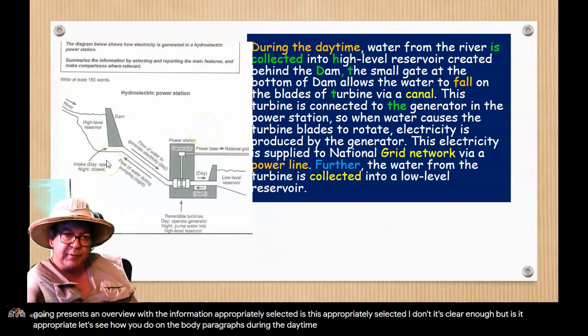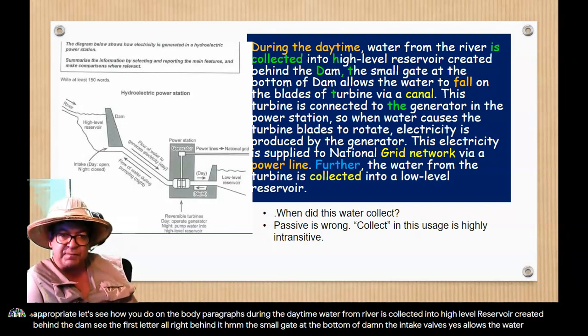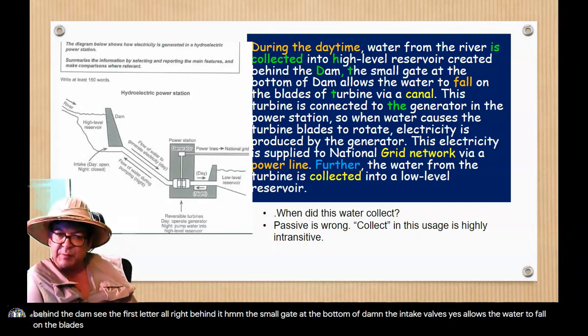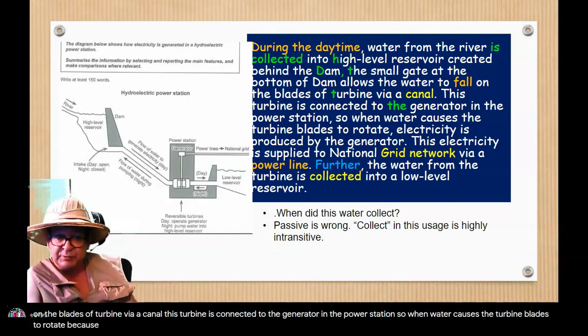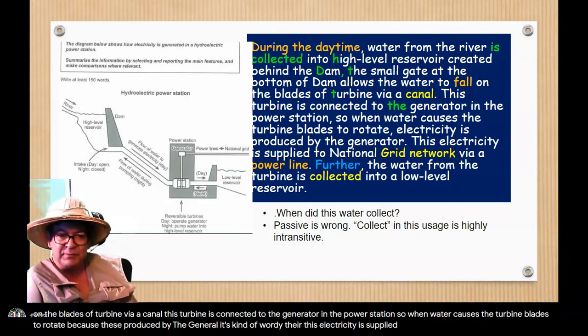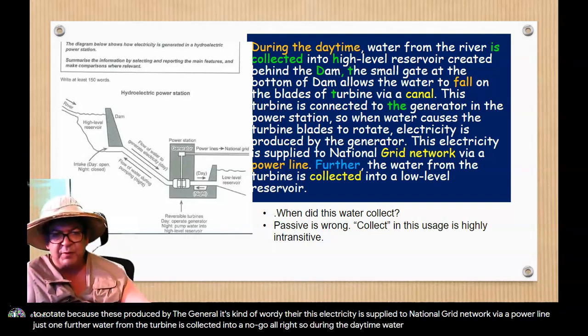During the daytime, water from the river is collected into high-level reservoir created in a small gate at the bottom of dam. The intake valves allows the water to fall on the blades of turbine via a canal. This turbine is connected to the generator in the power station. So when water causes the turbine blades to rotate, electricity is produced by the generator. It's kind of wordy there. This electricity is supplied to National Grid Network.